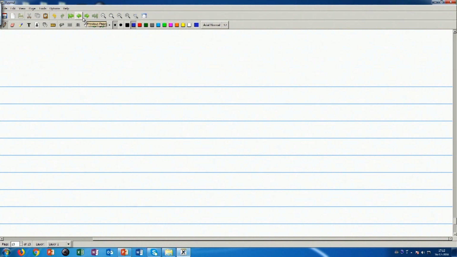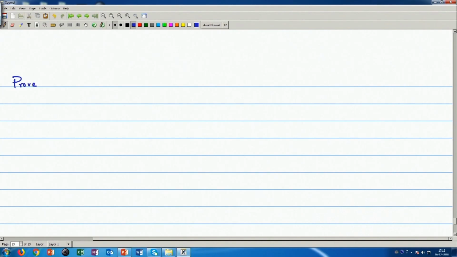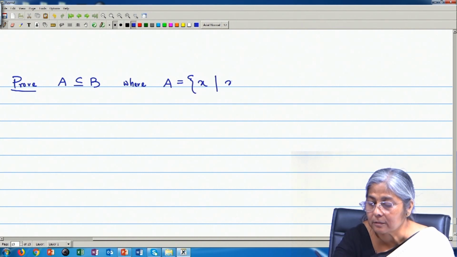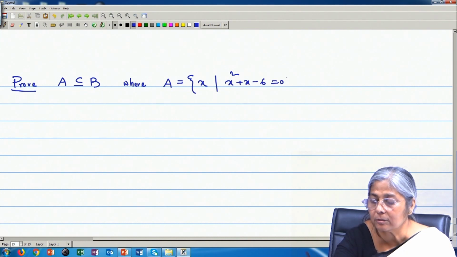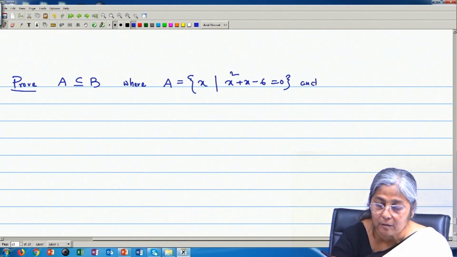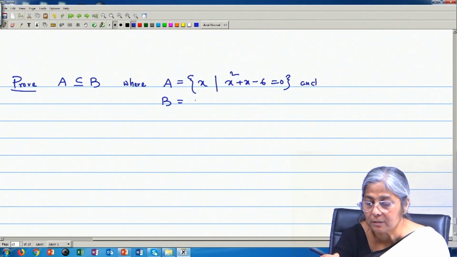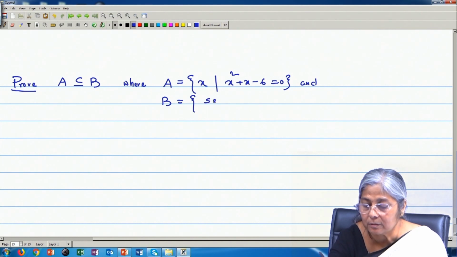We see another example. Prove A is a subset of B, where A equals the set of x such that x square plus x minus 6 equals 0, and B is the set of integers.